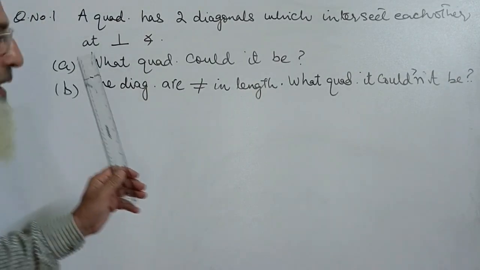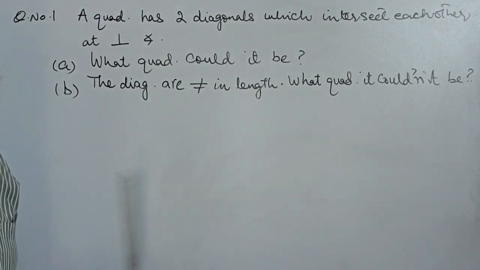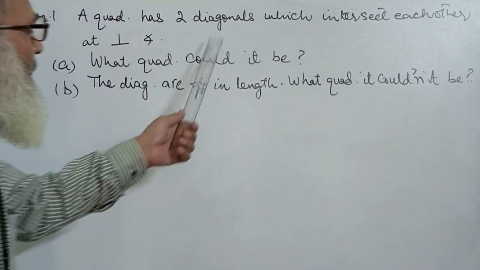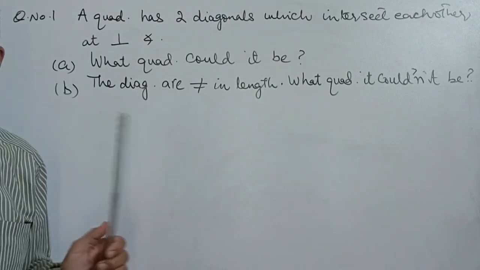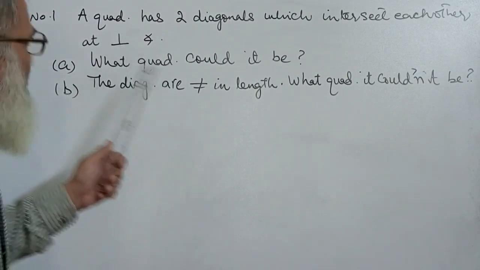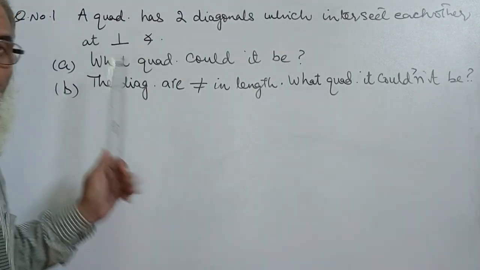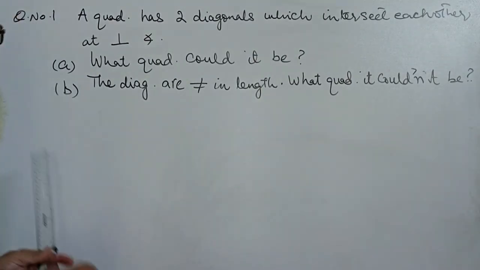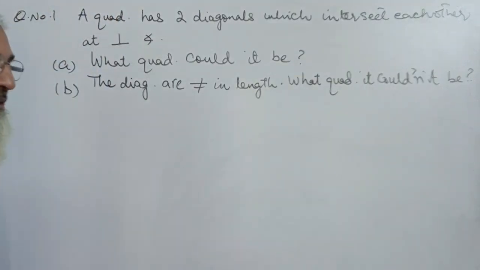Now, let me read it for you. A quadrilateral has two diagonals. Yes, every quadrilateral has two diagonals. It is very obvious which intersect each other at right angle. Now, some of the English words are skipped, and I have written some short. You will see all English sentence in your book. A quadrilateral has two diagonals which intersect each other at right angle.